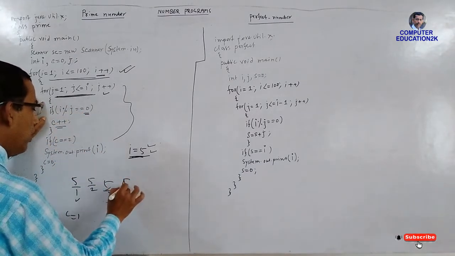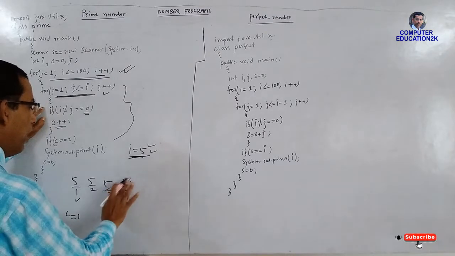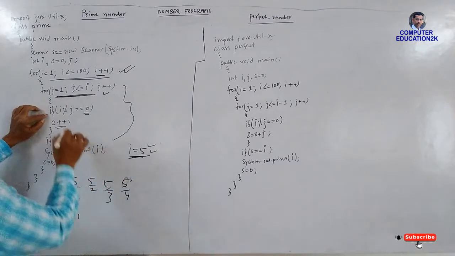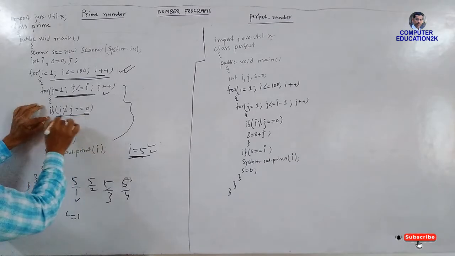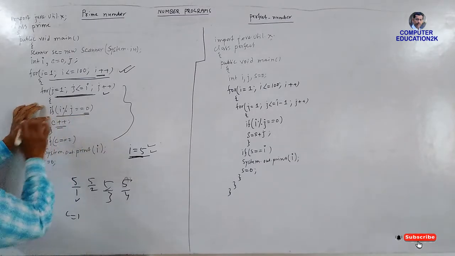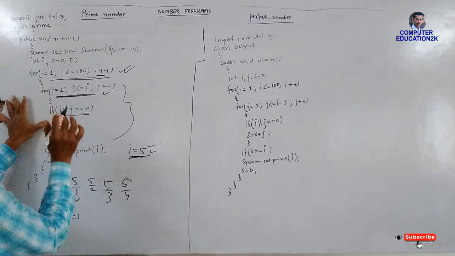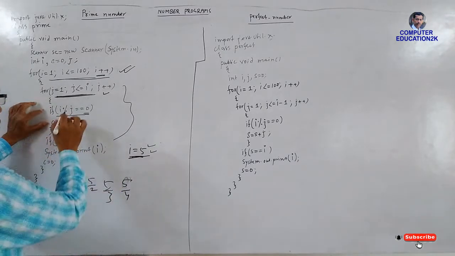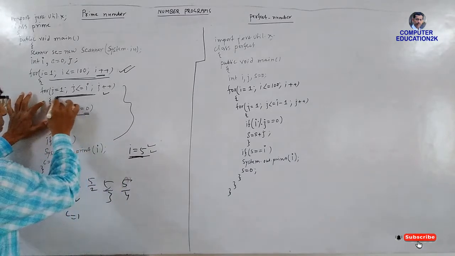5 by 4, is it divisible? No. Then this condition is false because I is 5, J is 4. Not divisible, the C value will not increase. Okay. Now I is 5, now J will be 5.